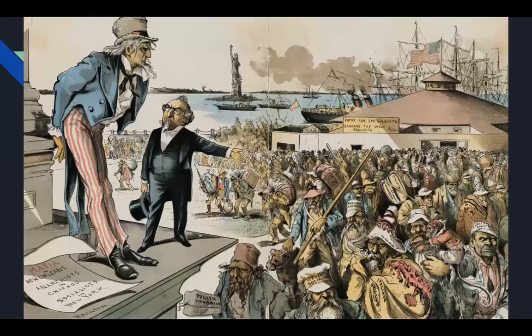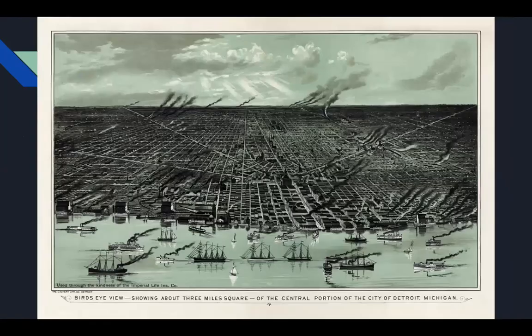Here's some immigration. Here's a bird's eye view showing about 3 square miles of the central portion of the city of Detroit.